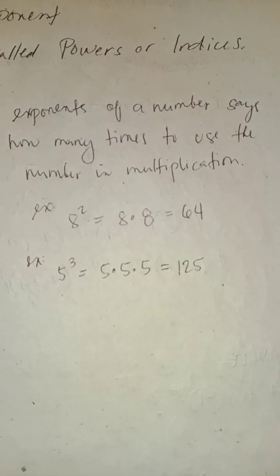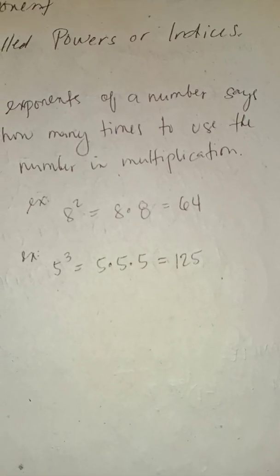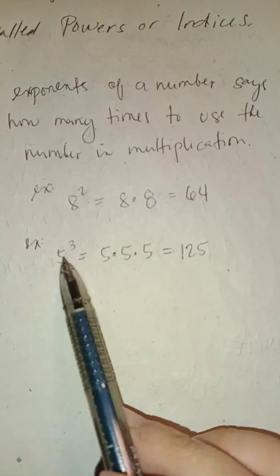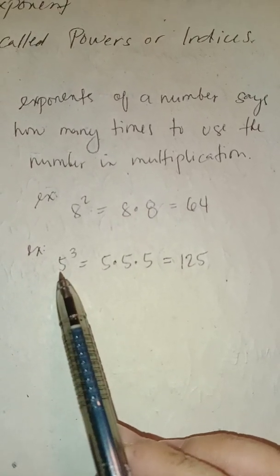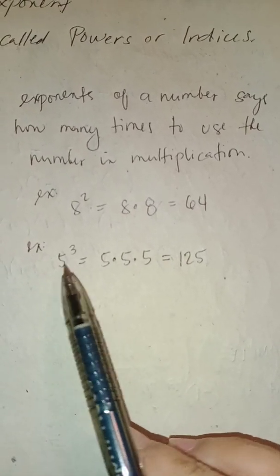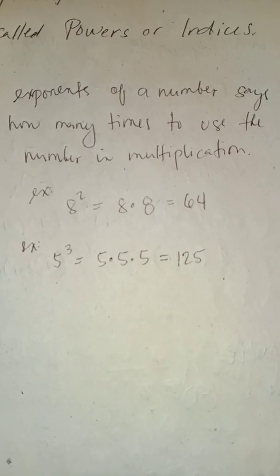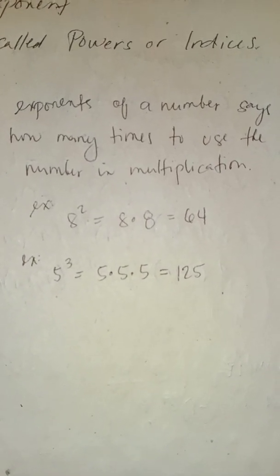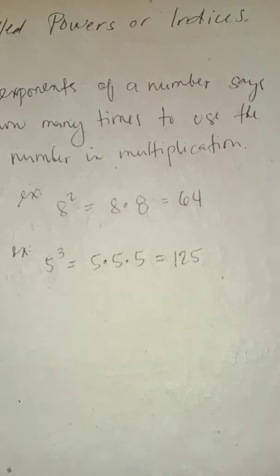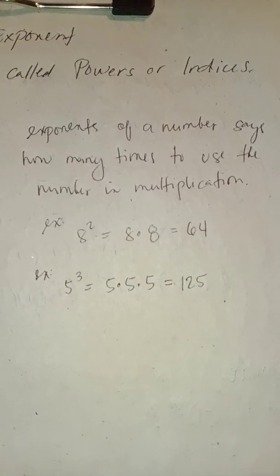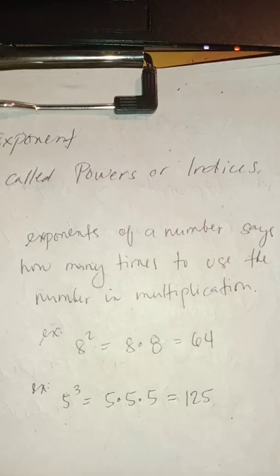Hindi po yan na 5 times 3. Mali po yun. Mali po yung 5 times 3. Dapat po, 5 times 5 times 5 kasi nga exponent, 'di ba? How many times to use the number in multiplication? Yan yung ibig sabihin ng exponent. Tandaan po natin yan. Okay, naintindihan na po ba?